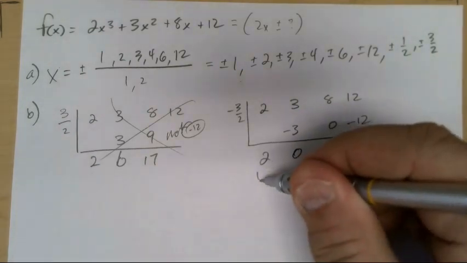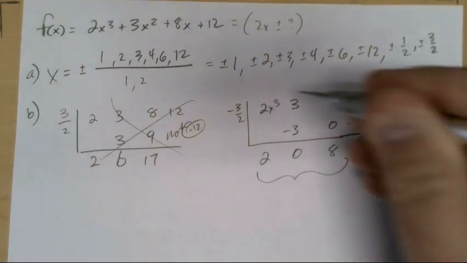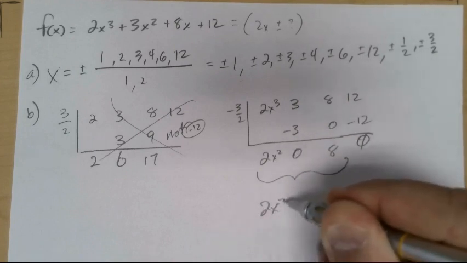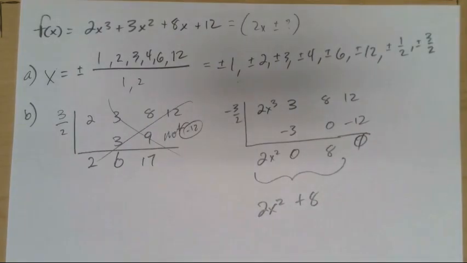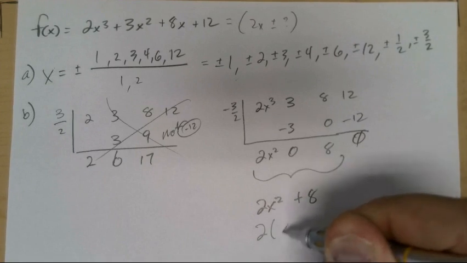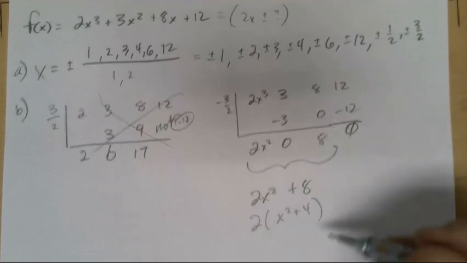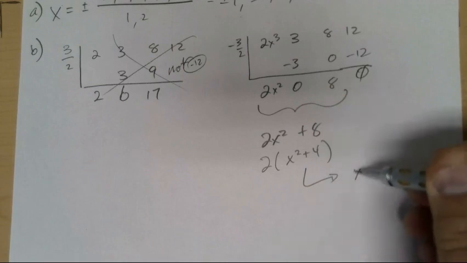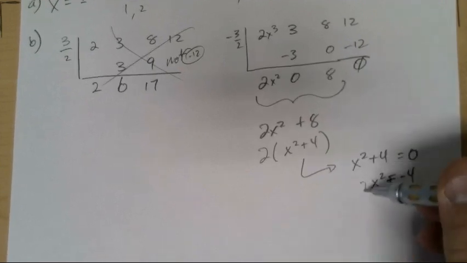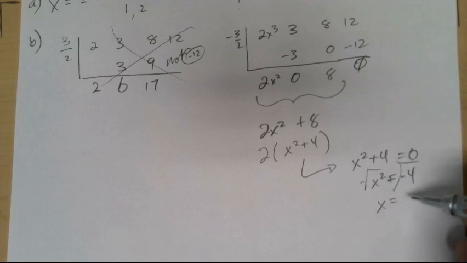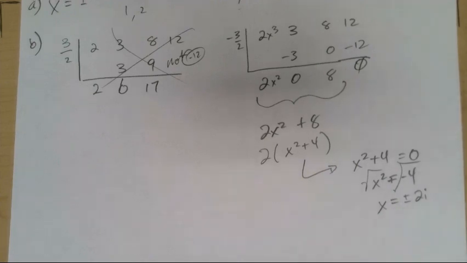This was an x cubed, so this is an x squared, so that represents 2x squared plus no x's plus 8. Hey, check this out. I can factor a 2 out of there, and I get x squared plus 4, and I can solve this. If I take x squared plus 4 and set it equal to 0, that means x squared equals negative 4. And if I take the square root, the square root of negative 4 is positive and negative 2i. 2 because the square root of 4 is 2, i because the square root of a negative is an i. Cool.